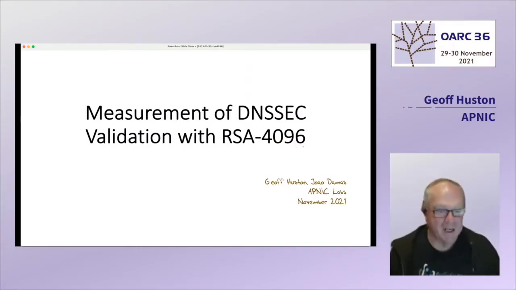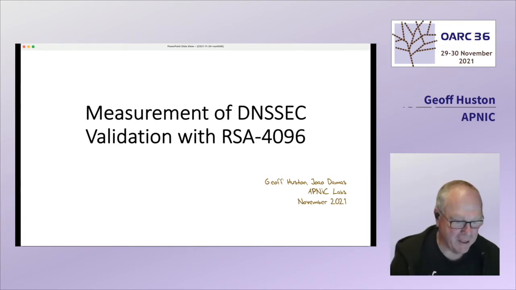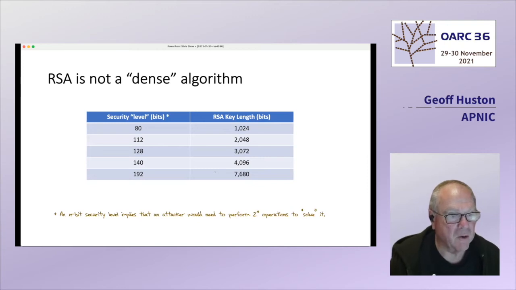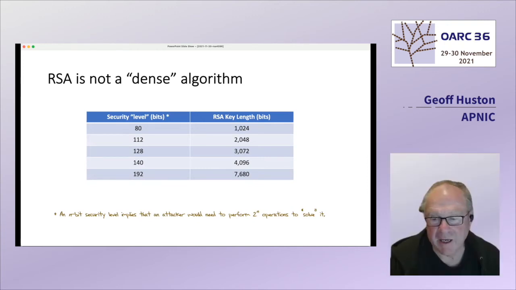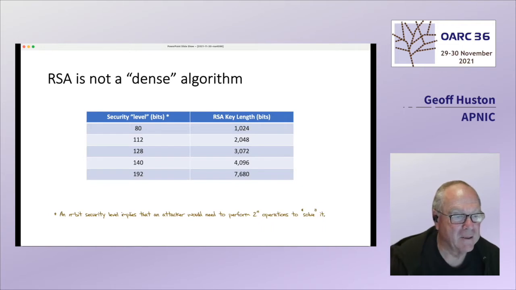Thank you very much, and good morning all. It's good to be here. This is a relatively quick talk about DNSSEC, and in particular the RSA crypto algorithm, and looking at the extended key sizes with RSA. The issue is, of course, that RSA is not what you'd call a dense algorithm. In order to get a high security level, you actually need a relatively long key length.